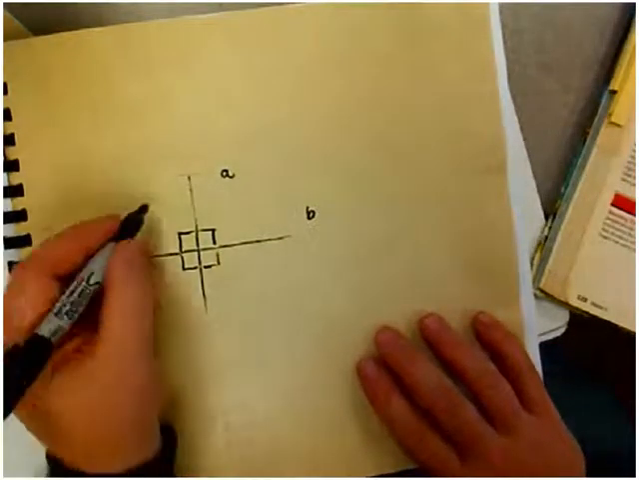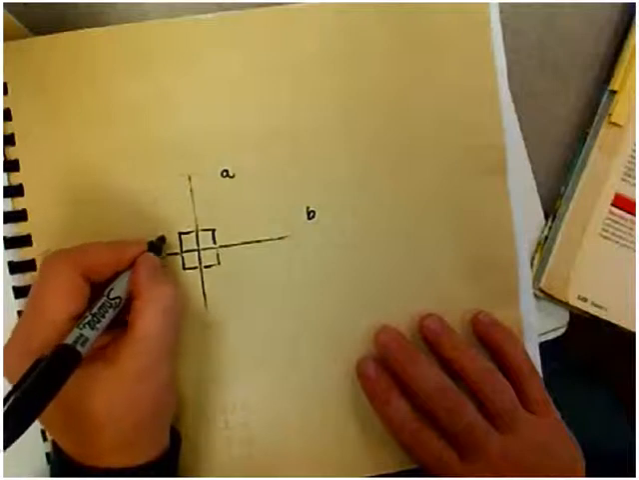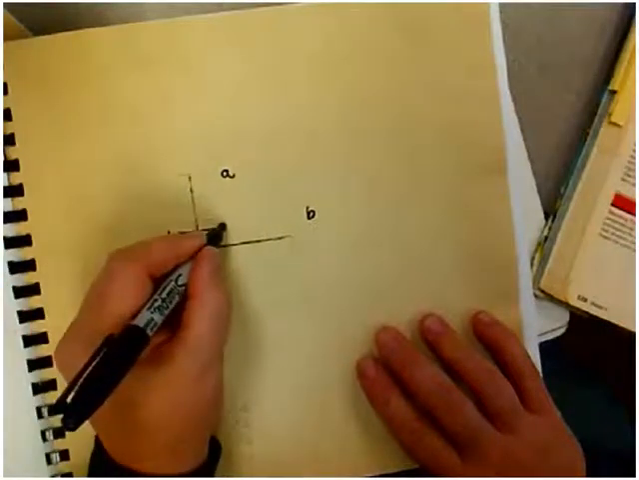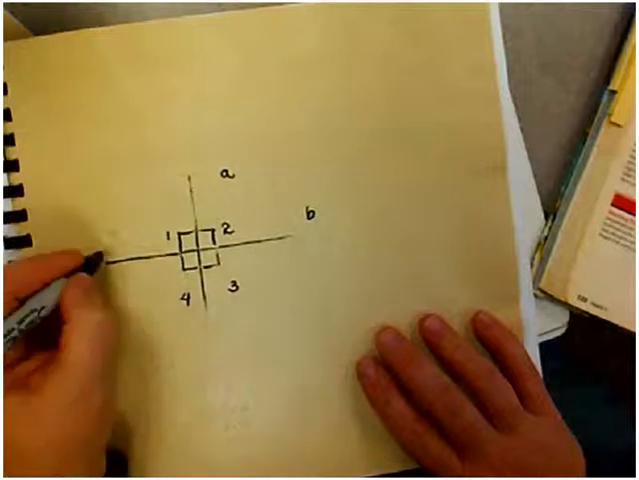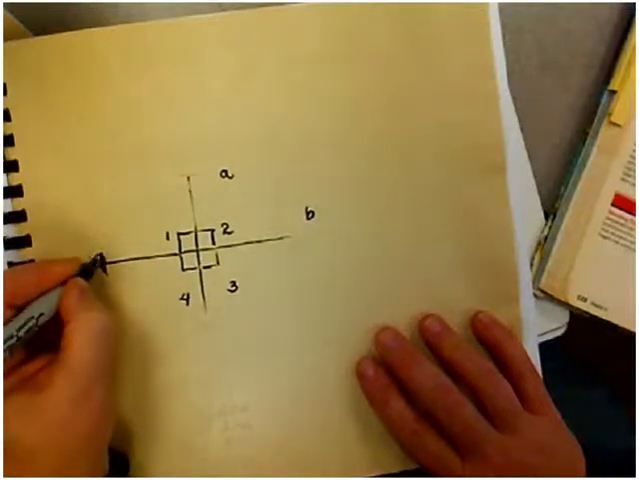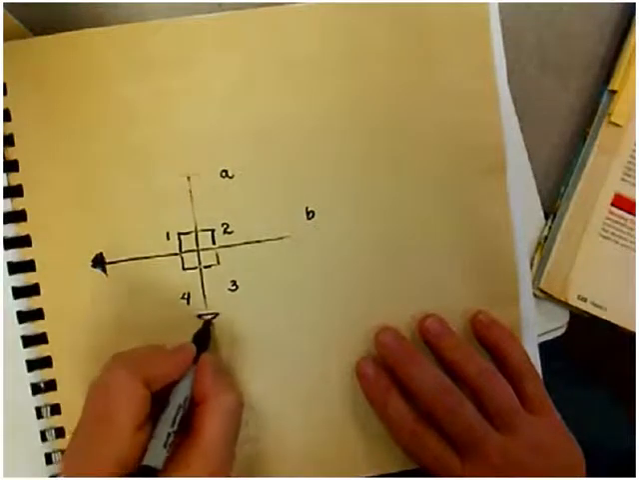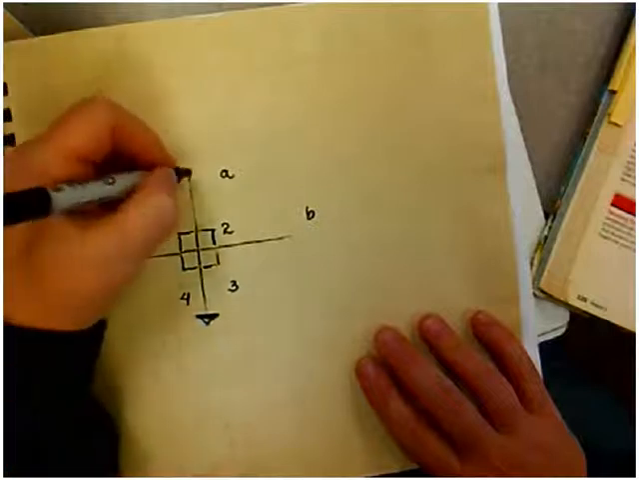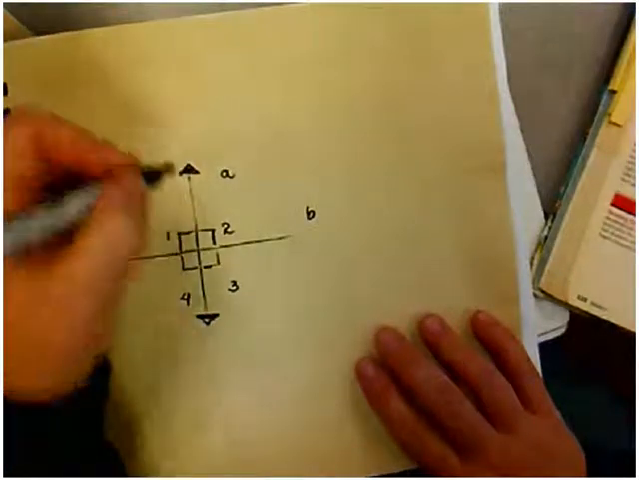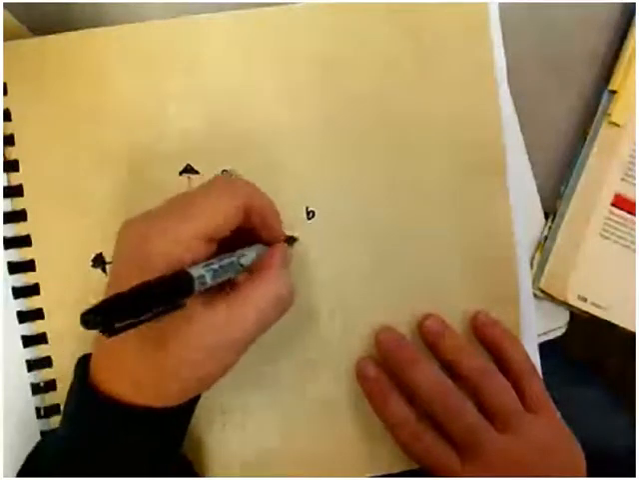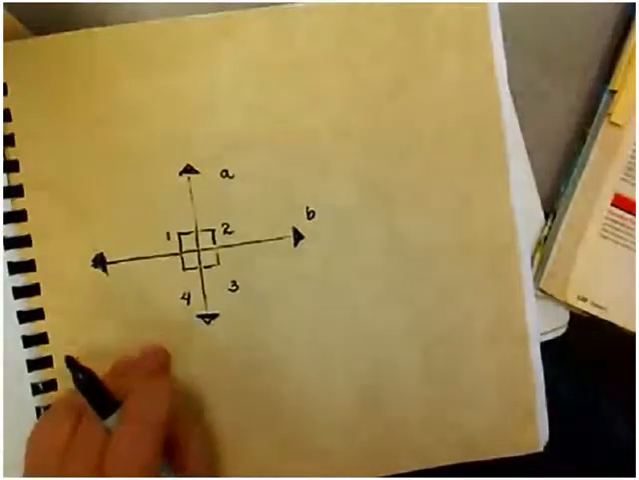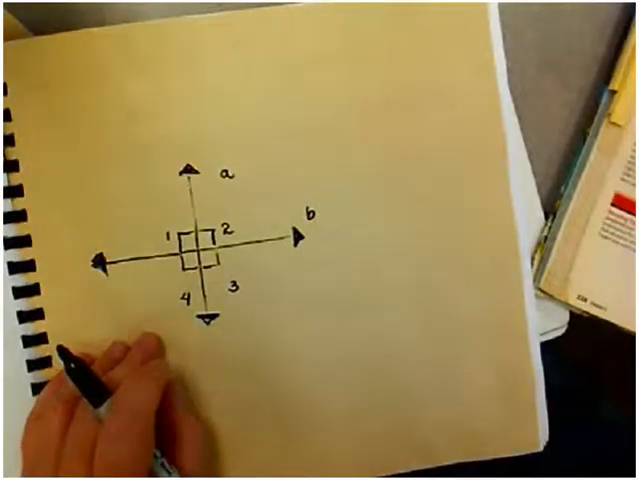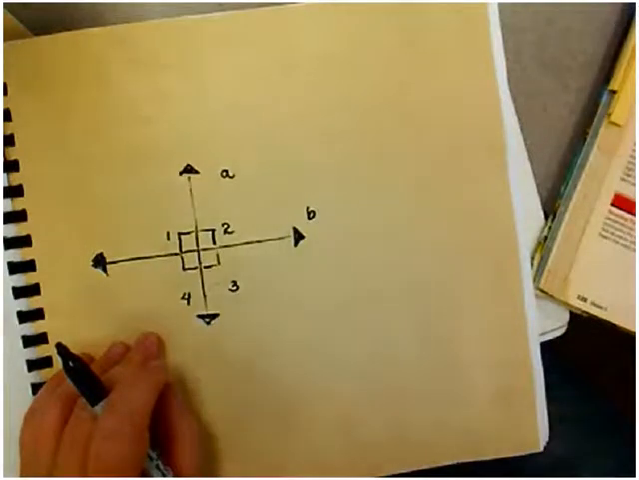Good. And then top left is angle 1. Then going clockwise, you have angle 2, angle 3, and angle 4. All right. So that's your model for this theorem. And the theorem states up at the top, if 2 lines are perpendicular, then they form 4 right angles. Always, always, always.